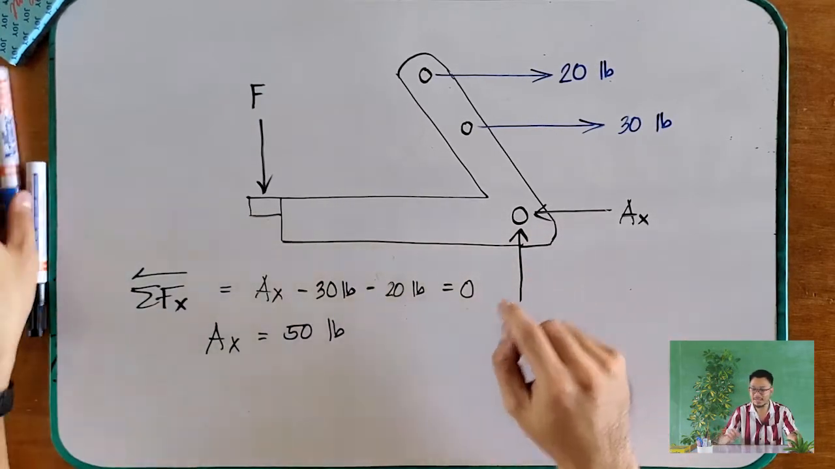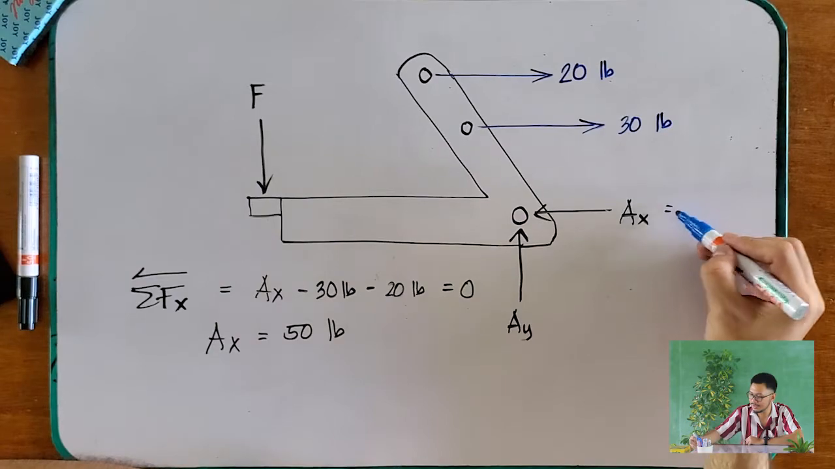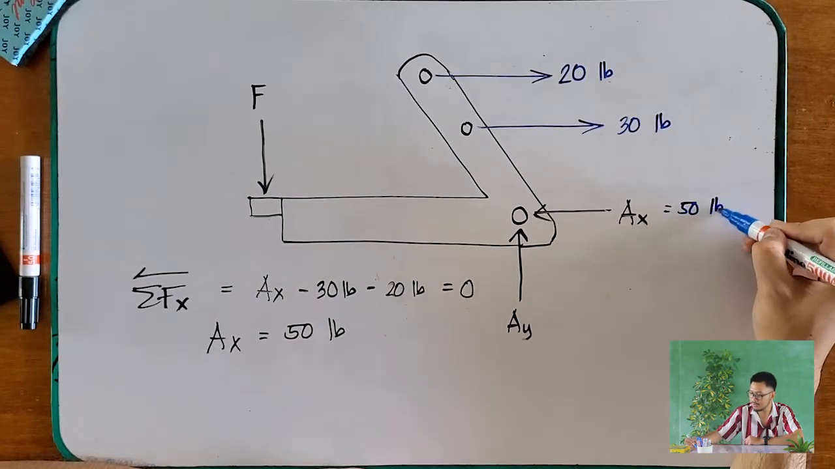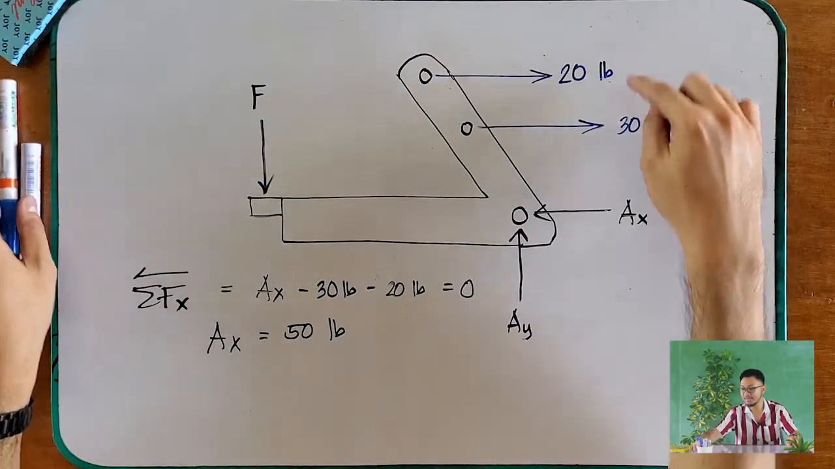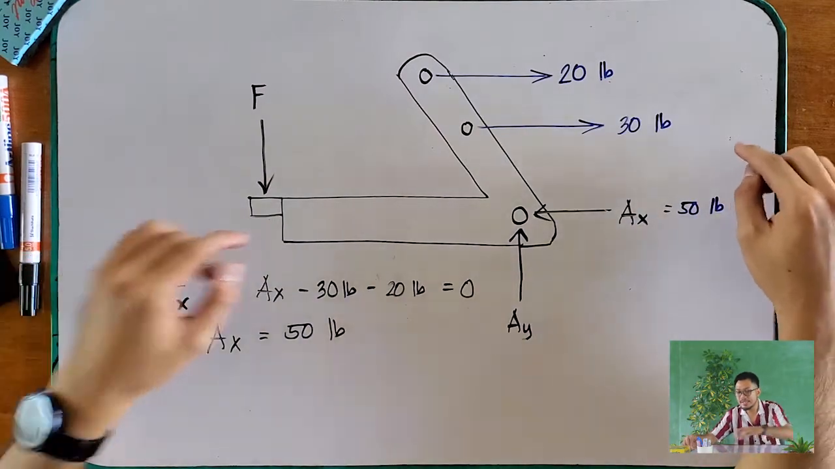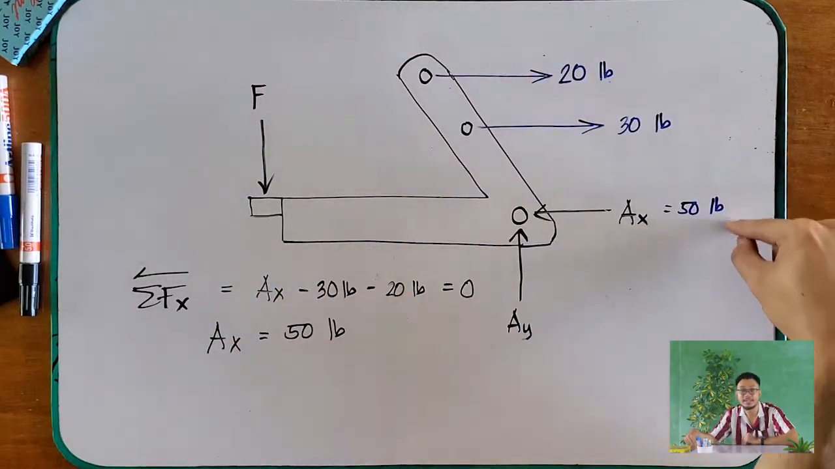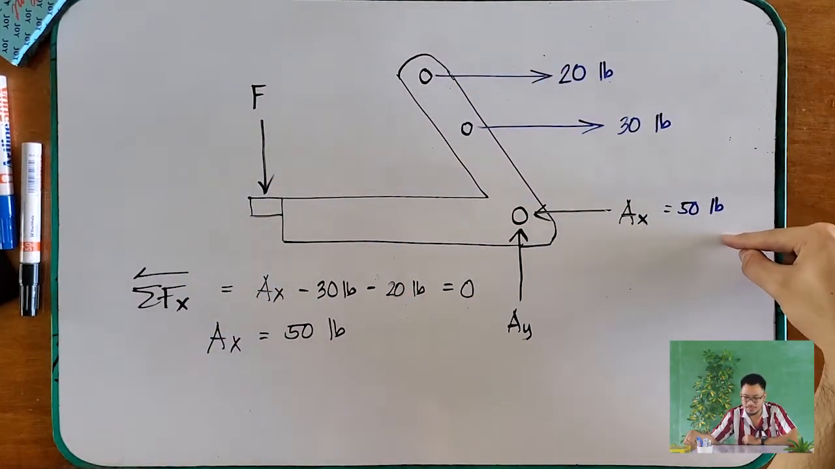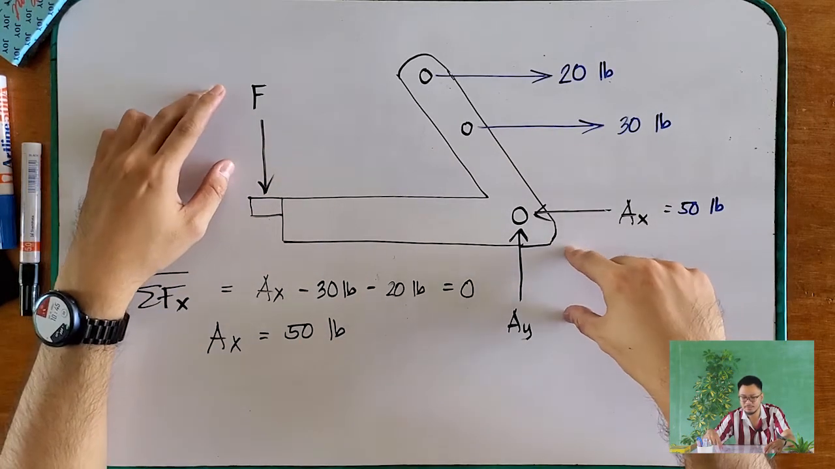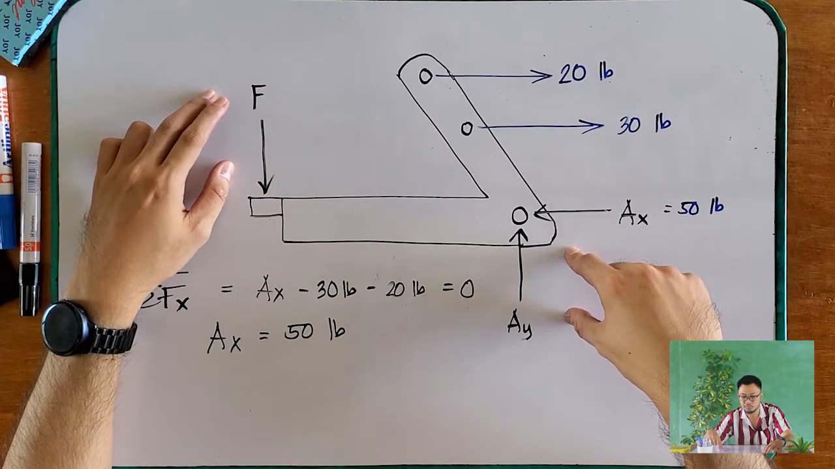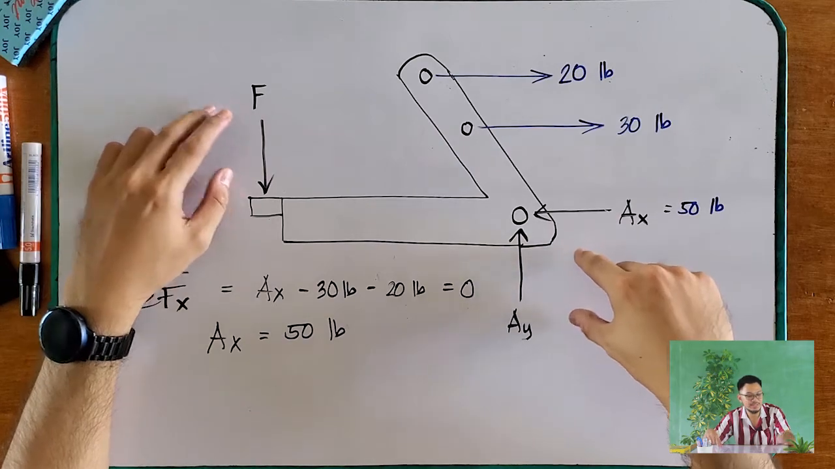Okay? So, your AX is supporting a force of 50 pounds. Of course, because you have your 20 and your 30, and ang sum ana nila mao nang iyang gipugong. Okay, which is 50 pounds. Now, how about this one? How can we solve this one?